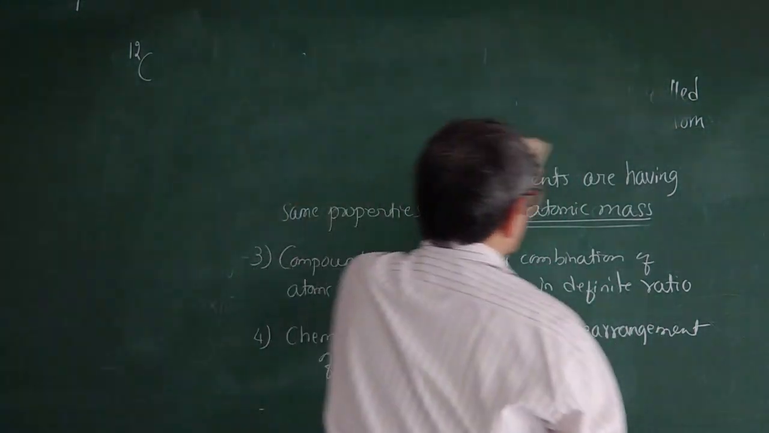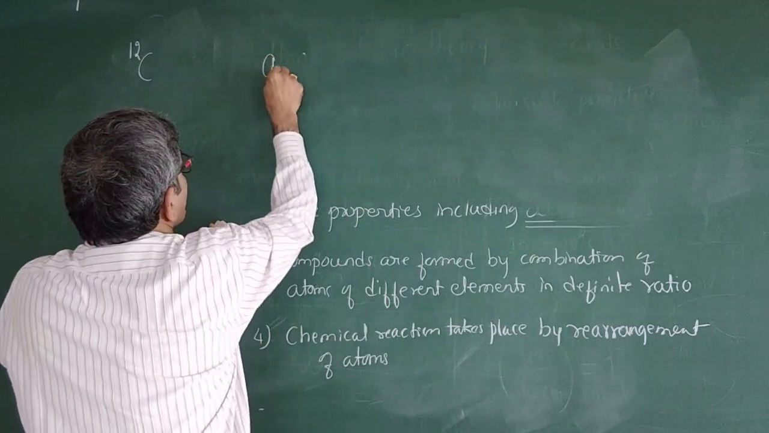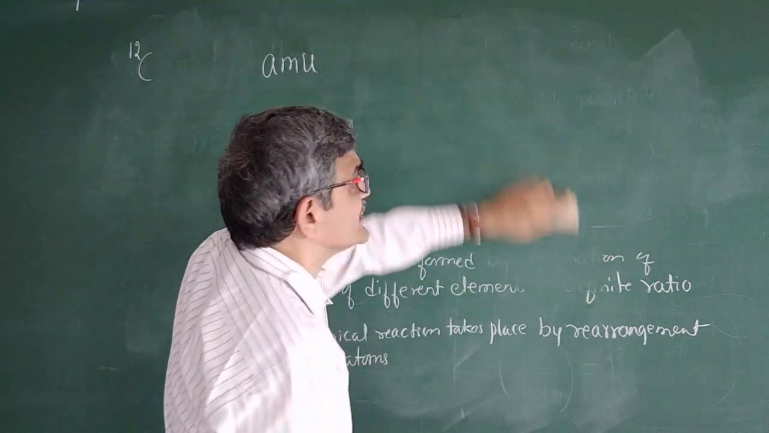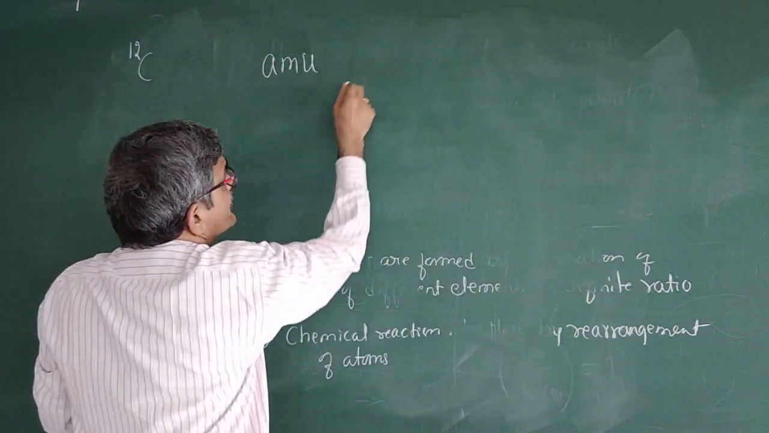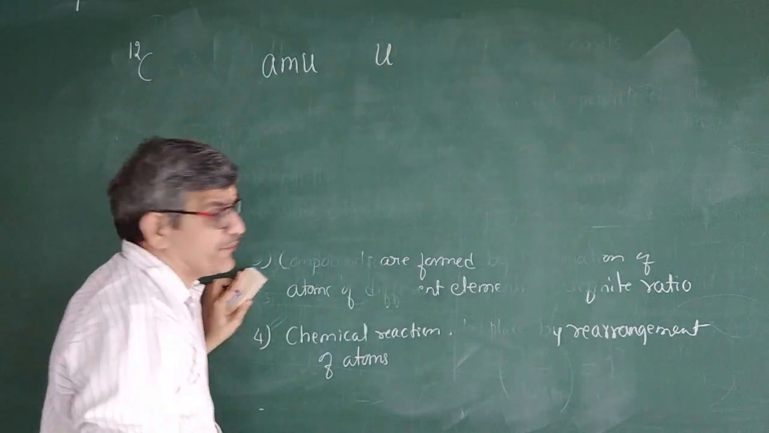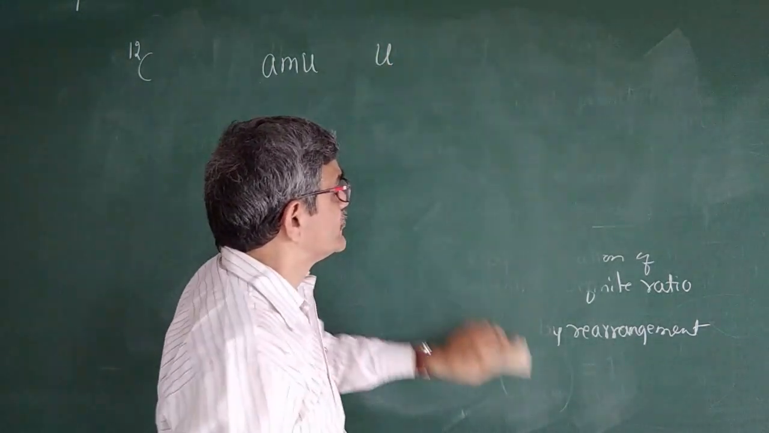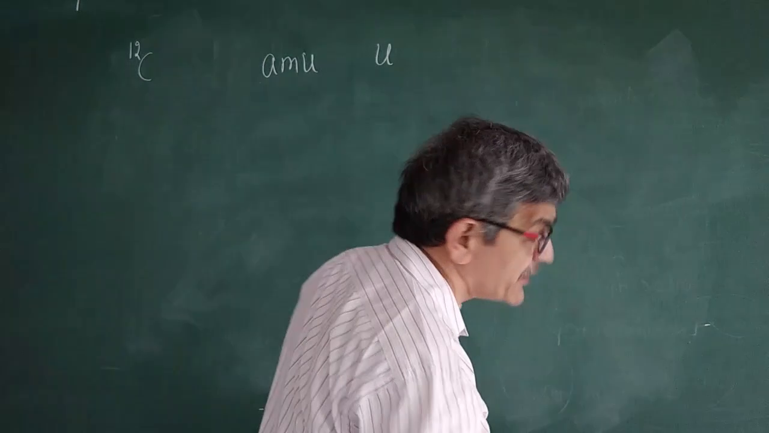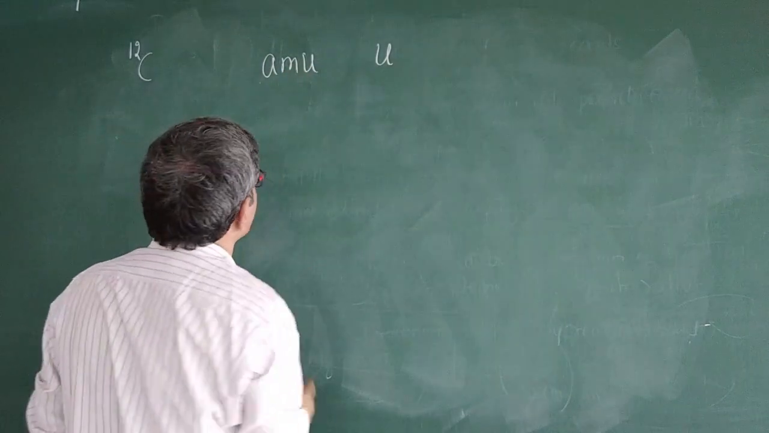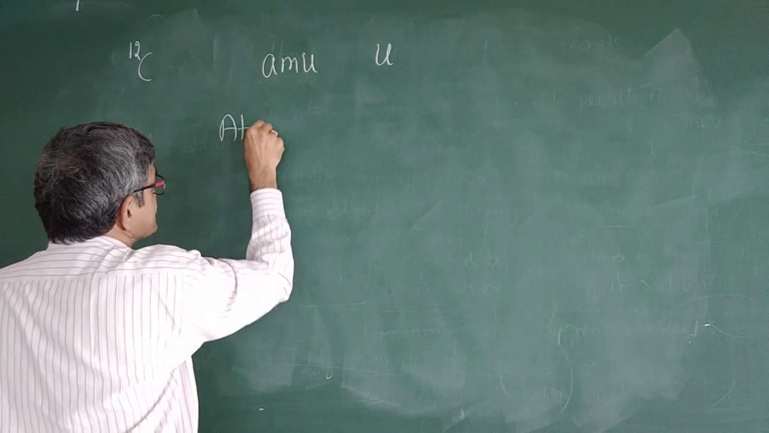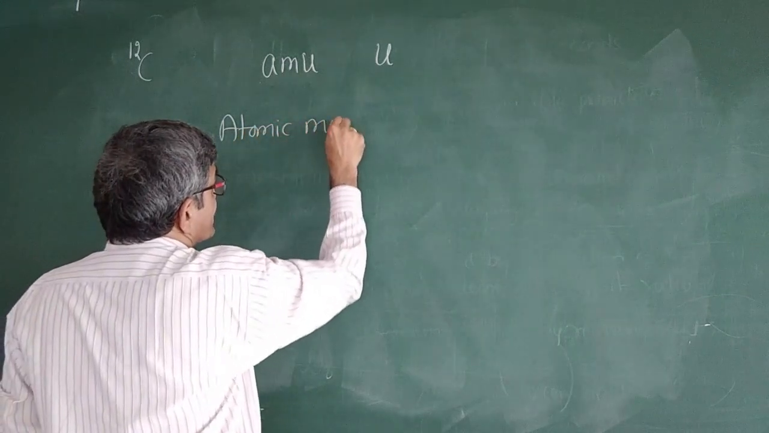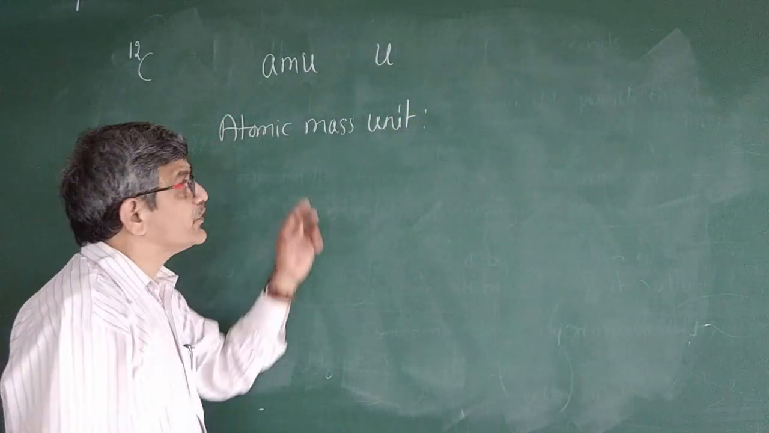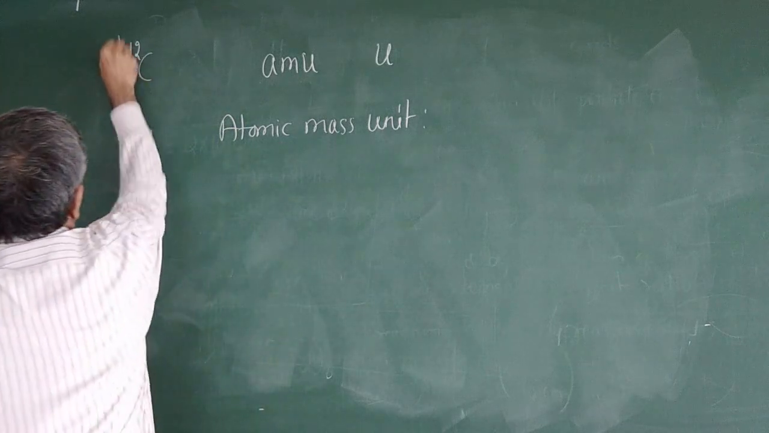Earlier we were using the atomic mass unit, AMU. Nowadays it is the same thing, but instead of saying atomic mass unit, it is only U, unified mass. Both are the same, but earlier we were writing it as atomic mass unit, and now it is called U. U is nothing but the same as AMU. So for the atomic mass unit, we are going to consider carbon 12 as the reference.